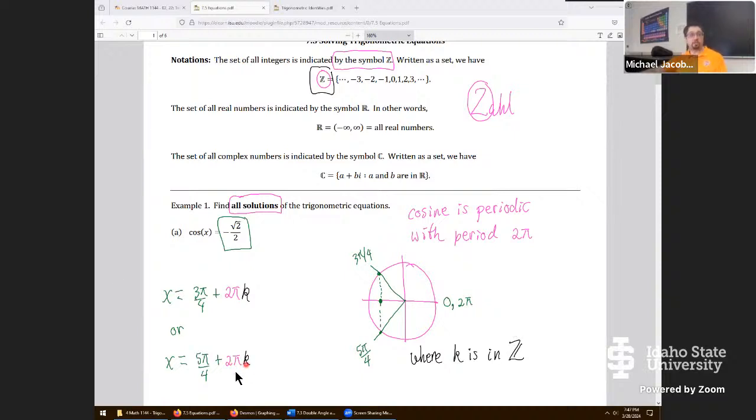or any symbol you like, k, where k is in Z. That means k could be 0. You get 5 pi over 4, 3 pi over 4. K could be 1, negative 3, 7, 29, anything like that. It just can't be a half. That's not an integer. The moment you put in this k value, you are now generating all solutions. So that's the process, and it is tricky. So we're going to spend extra time in section 7.5 just to see how all these ideas go together.